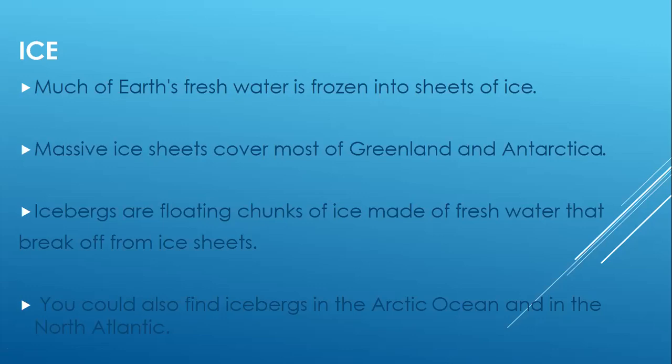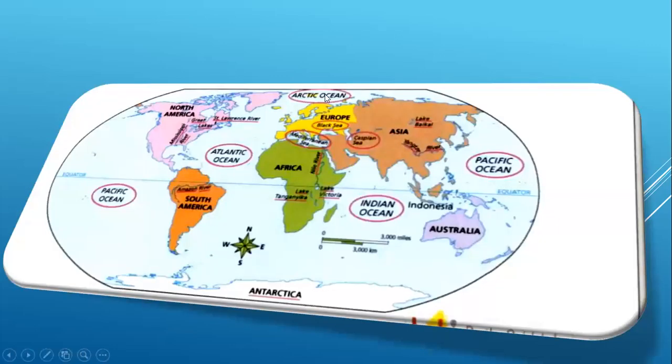So the icebergs can start to flow over the oceans in the north, exactly of the Arctic Ocean. You could also find icebergs in the Arctic Ocean and in the North Atlantic one. So if we get to the Arctic Ocean here in the North Pole, we'll get a lot of ice in this area. In the north of the Atlantic Ocean, that area of the Atlantic Ocean will get icebergs too.